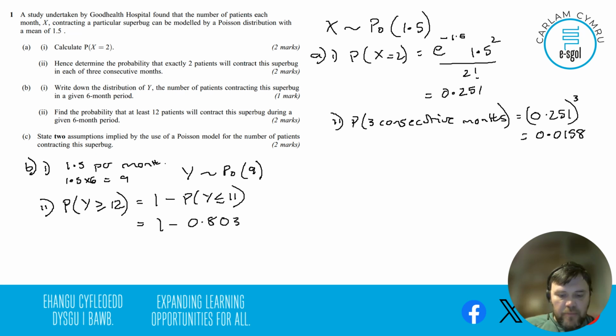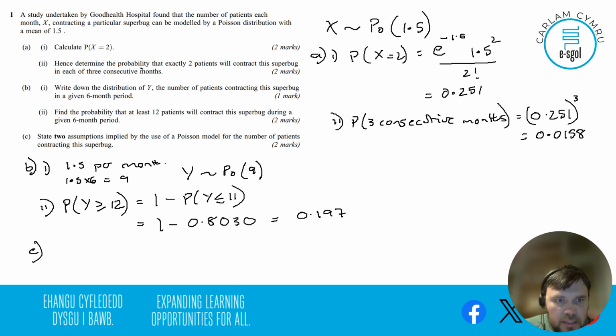This is a case of looking up on the tables or putting in the calculator, and have 1 minus 0.803, which is equal to 0.197. For some reason I forgot to calculate these.